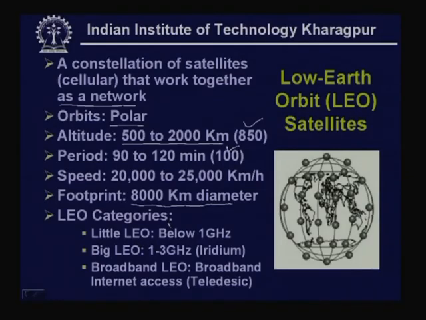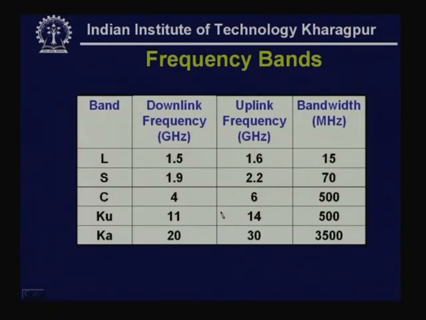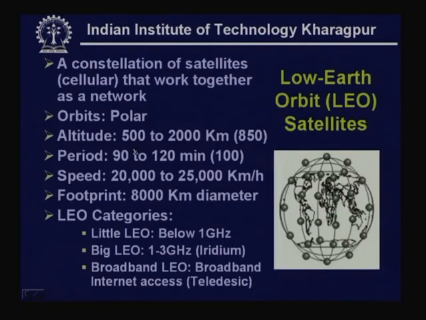And the LEO satellites can be broadly divided into two types. First one is known as little LEO. In little LEO, they communicate at less than 1 gigahertz range. For example, we have seen that less than 1 gigahertz range is lesser than the L band. Then the big LEO uses 1 to 3 gigahertz. One notable example is Iridium, we shall discuss about it.